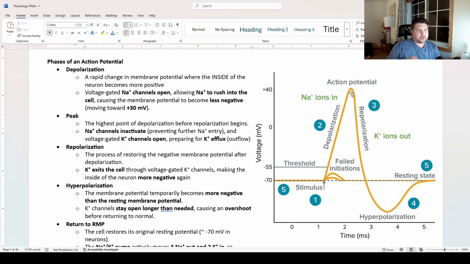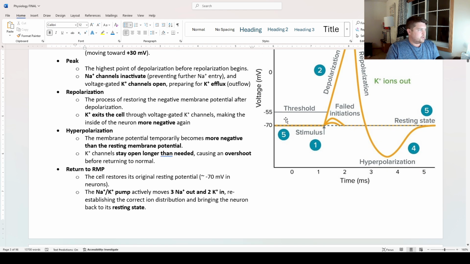Potassium is positively charged, so as it floods out of the cell, we go back towards the negative, and that is called repolarization. So depolarization, we peak, and then we repolarize. Depolarization is sodium coming in, repolarization is potassium going out. The voltage-gated potassium channels tend to close a little bit slower as well. So we actually get a little bit of overshooting where we go excessively negative. That's called hyperpolarization. This plays a very important role in our action potential, which we'll talk about in just a second.